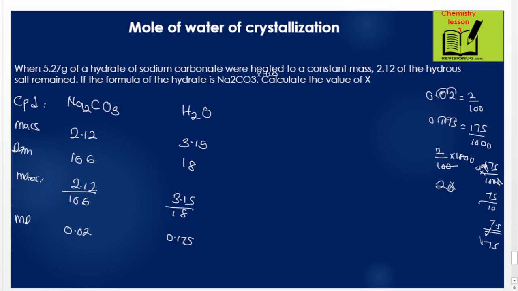Now when you are getting the molar ratio, this one is the smallest, 0.02, and again this one 0.02. These will cancel, we remain with the 1. Then let us divide this one, 0.175 divided by 0.02, it is giving us 8. So the simplest ratio is 1 to 8. Therefore X is 8 here.